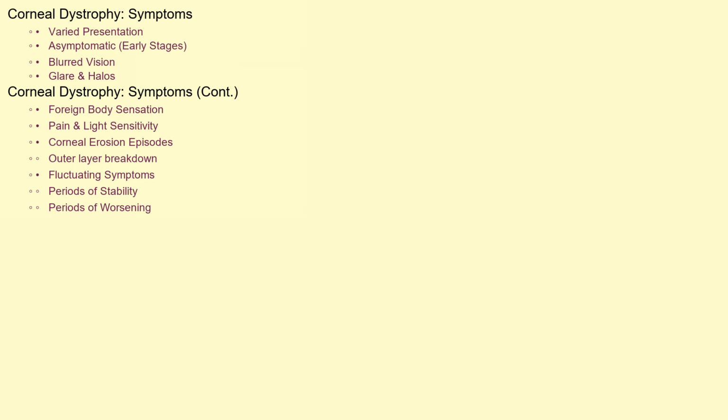The signs and symptoms of corneal dystrophies can vary greatly, both in severity and presentation. Some individuals may experience no symptoms at all, especially in the early stages. Others may notice blurred vision, glare, halos around lights, foreign body sensation, pain, light sensitivity, and episodes of corneal erosion, where the outer layer of the cornea breaks down, particularly in certain types of dystrophies. The symptoms often fluctuate over time, with periods of stability and periods of worsening.